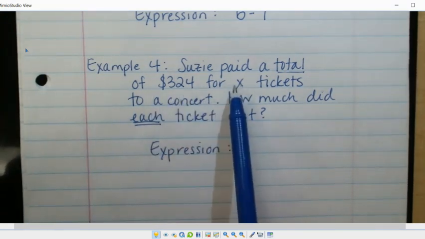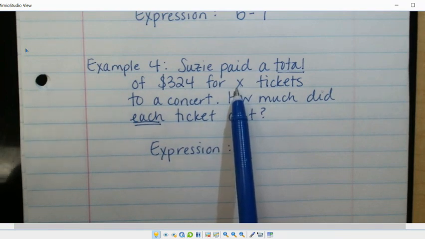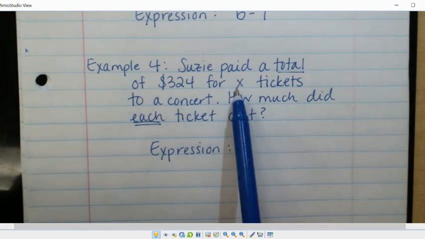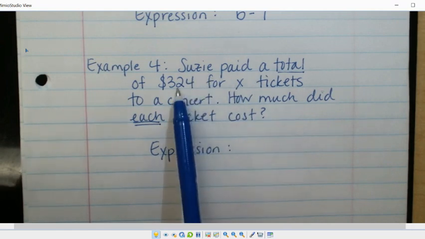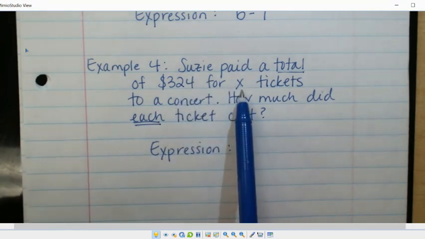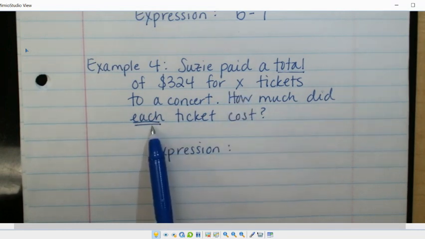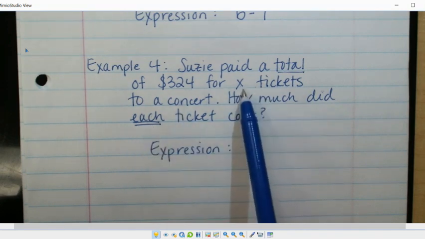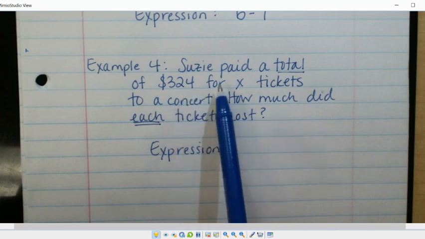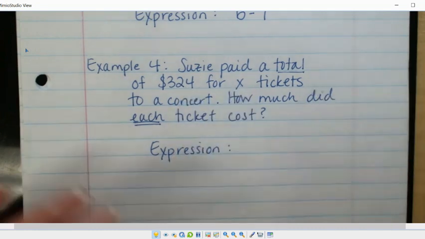Am I doing 324 minus 4? $320 for each ticket? No, that doesn't really make sense. How about 324 times 4 tickets? Well, that's over 1,000. So that really doesn't make sense because it's each ticket. So really all that's left is division, right? Which makes sense because I'm dividing this dollar amount up into how many tickets it was.